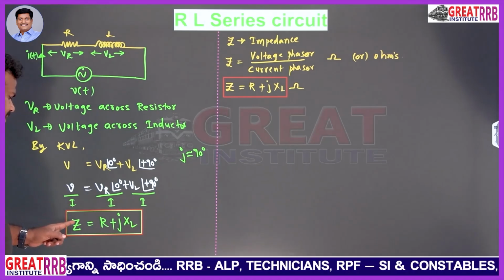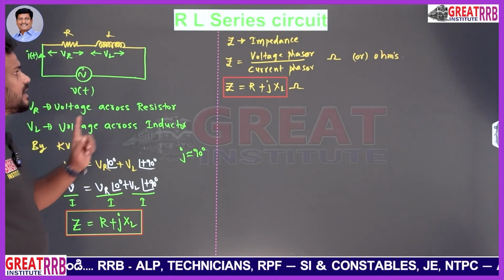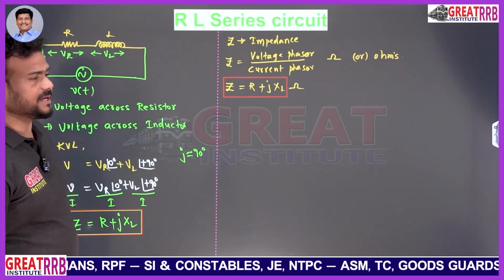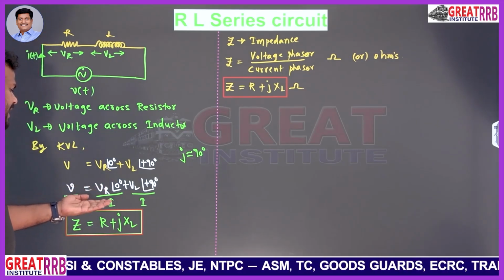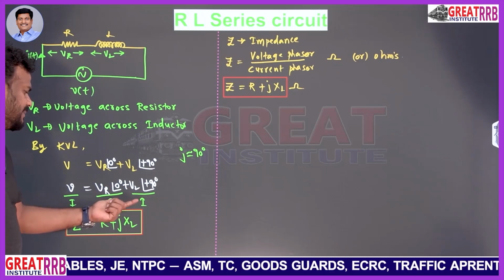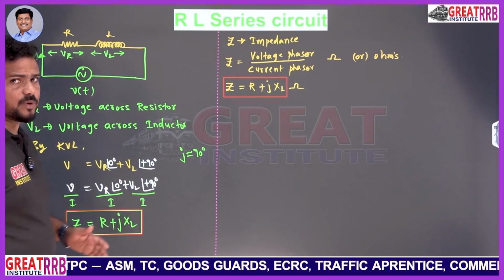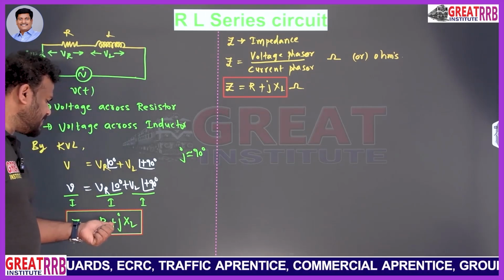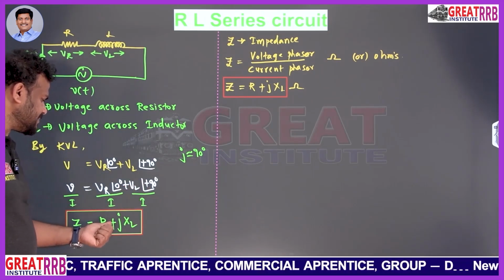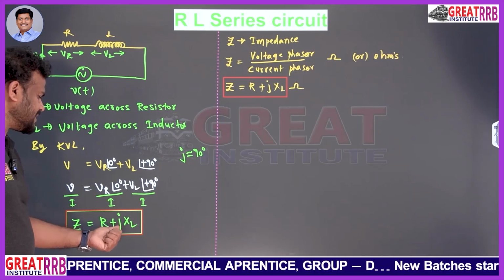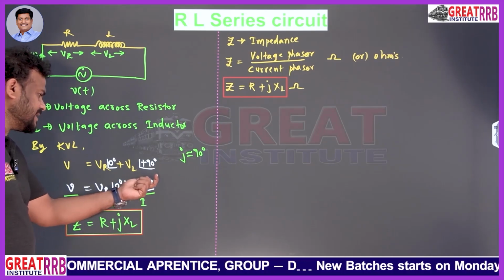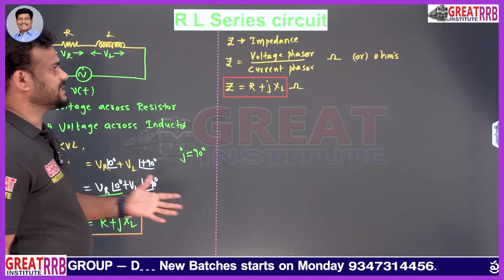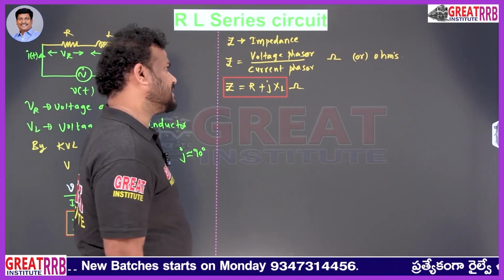V upon I is nothing but Z, where V upon I means the voltage phasor upon the current phasor, which is the definition of impedance. So VR by I means R, we know, and VL by I means XL, we know, since we have just seen the pure inductor and pure resistor. Sir, why have you placed plus here? Plus means leading, and 90 degrees is represented by j. So j 90 degrees is replaced by j, and plus means leading, so I just put plus here. This is the expression for Z.